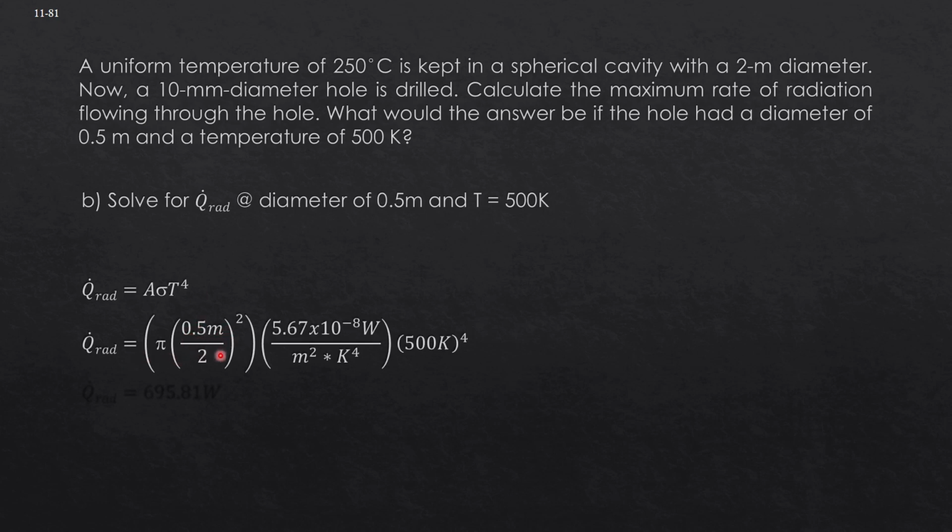Plugging in all the given values, we get Q dot rad equals pi times the diameter 0.5 meters over 2 squared, times our Stefan-Boltzmann constant 5.67 times 10 raised to negative 8 watts per square meter Kelvin raised to 4, times our temperature, which is 500 Kelvin raised to 4, and we will get Q dot rad equals 695.81 watts, and this will be our answer in problem B.